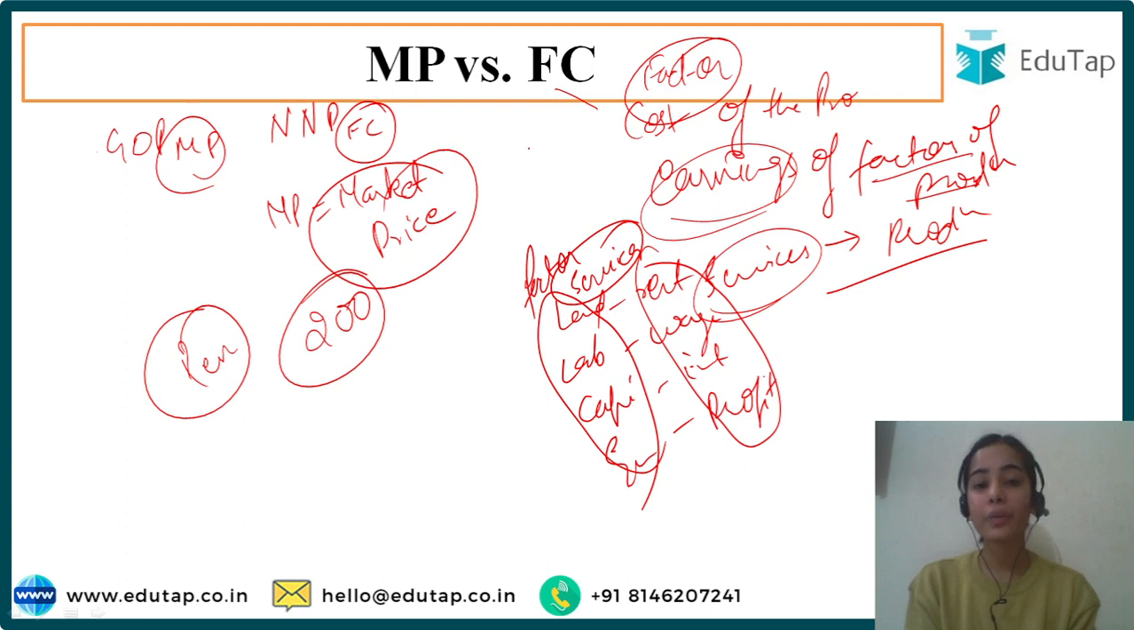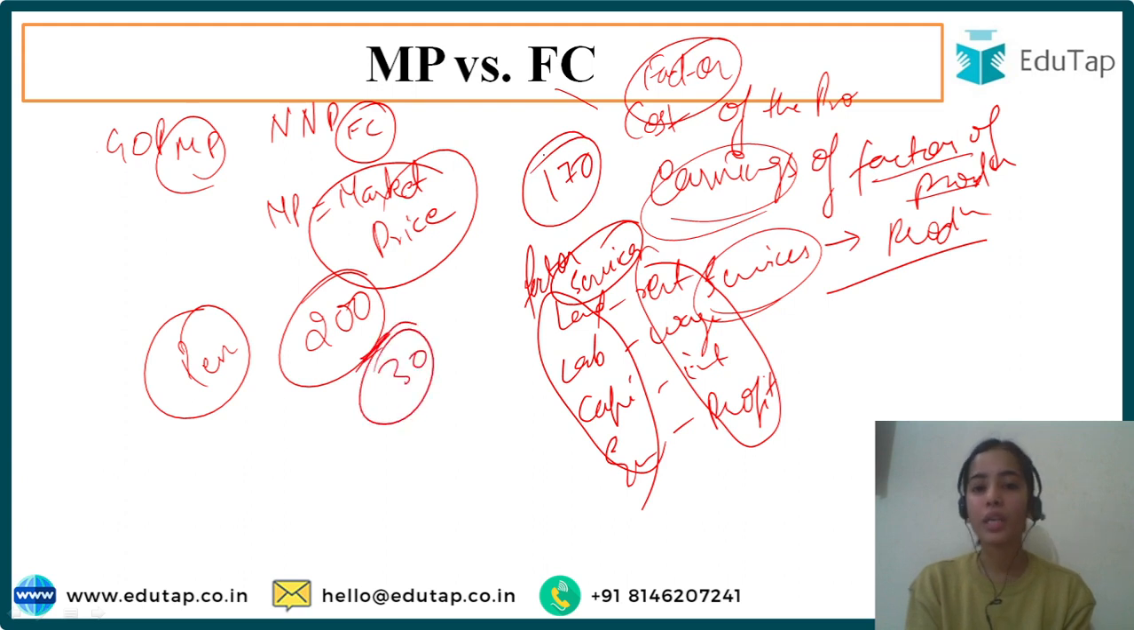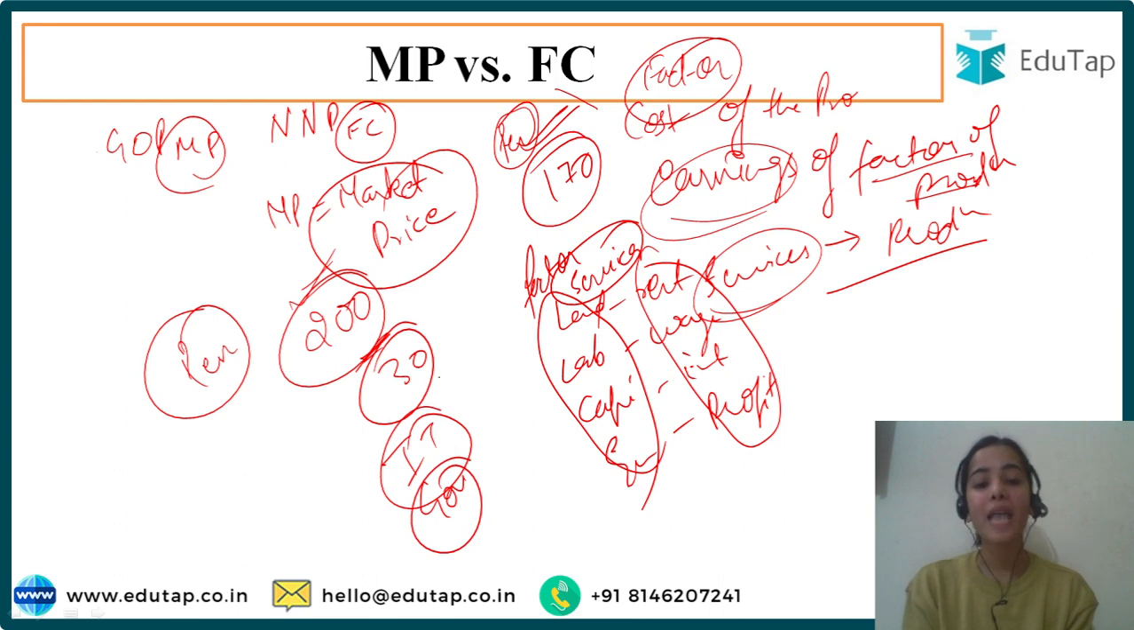So if they are earning only 170 rupees from the production of a pen, while the market price is 200 rupees, this 30 rupees, where is it going? We can say it is the indirect tax that the government is taking. As well, there might be some subsidies given by the government for the production.